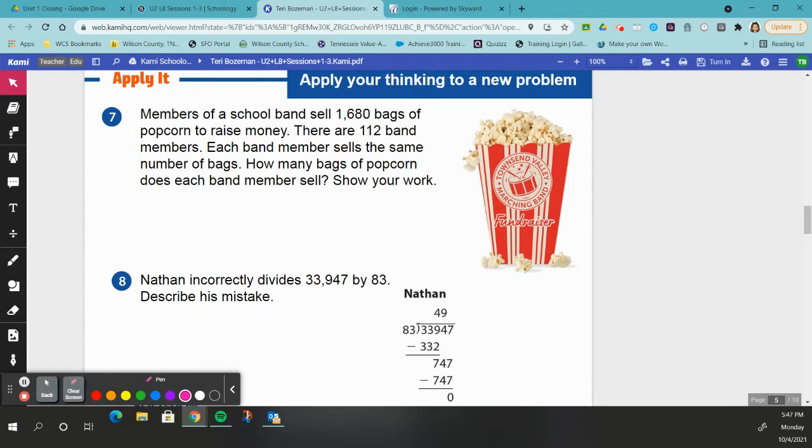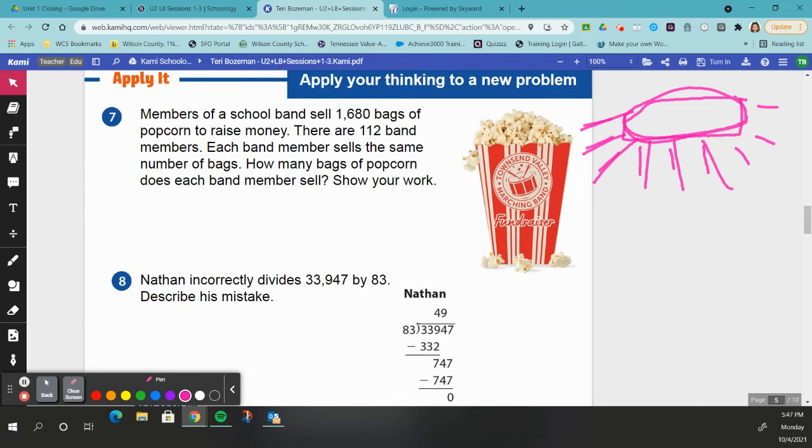So let's picture this in our mind. So we have bags of popcorn, and we have 112 members, and each member is selling the same amount of bags. So we're taking this large number of bags and we're sharing it into pieces, dividing it into pieces, okay? So when that happens, we are talking about division, all right? So we want to take 1,680 and we want to divide that by 112.